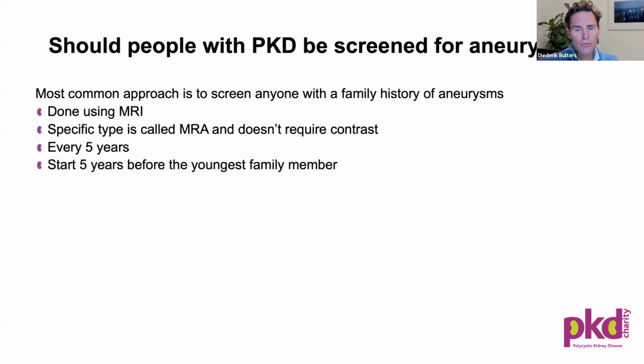So then, if they are more common in people with PKD, should we have screening for patients with PKD? And the answer is probably. The question is exactly how. The most common approach we see is to screen anyone who's got a family history of aneurysms. We do that using MRI, a specific type of MRI called MRA, which from a patient perspective is exactly the same as an MRI. It's the same scanner, the same machine.